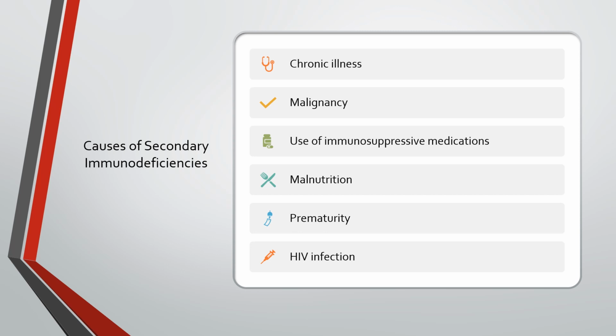Secondary immunodeficiencies could occur as a result of chronic illnesses, malignancy, the use of immunosuppressive medications, malnutrition, prematurity, and HIV infections. And this chapter is going to really focus on those HIV infections.